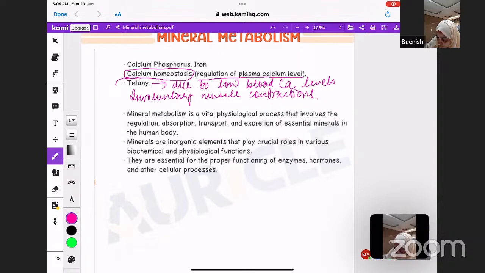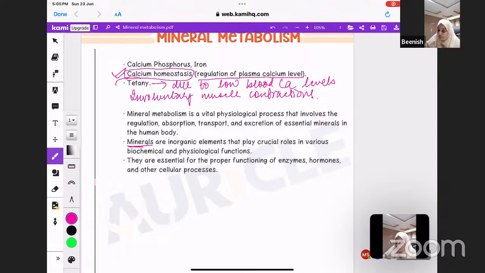So what I'm trying to say is that you need to maintain or regularize the levels of minerals present in the plasma. For example, here I've taken tetany. Okay, so it is due to low blood calcium levels.